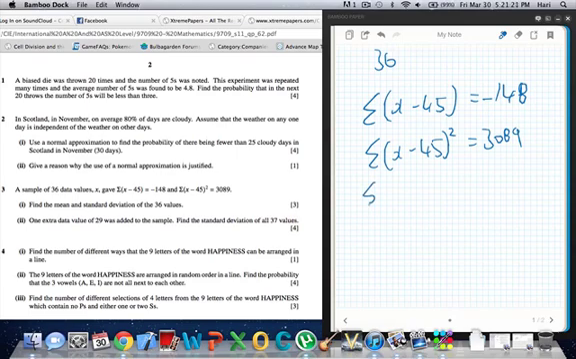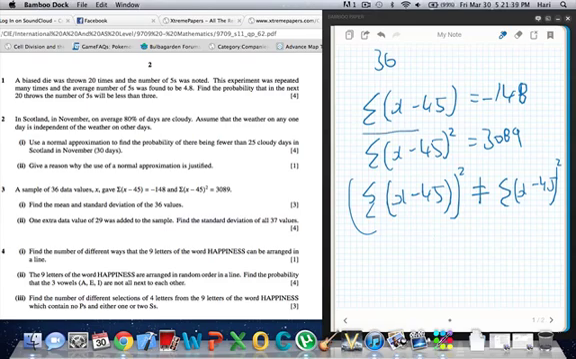Now, just remember one point in this. Sigma of (x minus 45) the whole squared is not equal to sigma of x minus 45 squared. So you cannot take this value squared and expect to get this value. That's a key point in this. Now let me make this full screen.